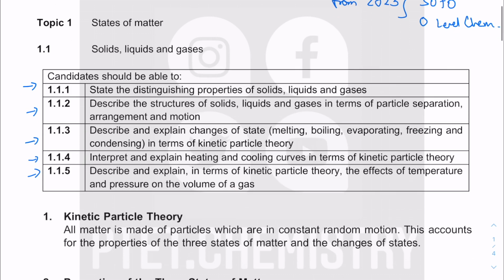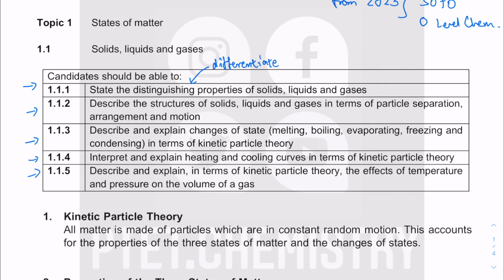So we need to be able to state the distinguishing properties of solids, liquids and gases. Distinguishing means differentiate. Can you tell the differences? Can you identify from the differences in their properties whether it's solid, liquid or gas, which are the three states of matter? You also need to describe the structures of these particles.